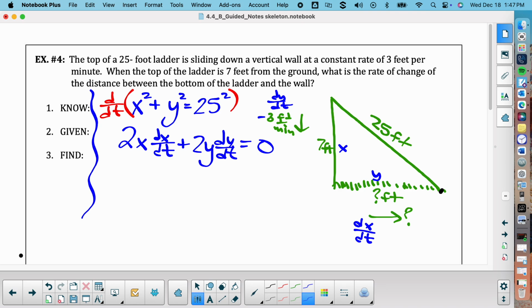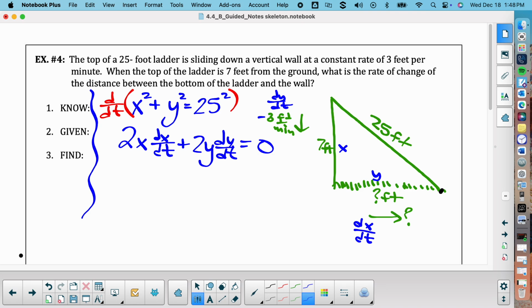It mentioned that the ladder was going downwards 3 feet per second, minute. 3 feet per minute. That's weird, whatever. It's going downwards, so that is a negative value. So it's actually a -3. The ladder is sliding that way. That way would be a positive number. So when we are done, the answer should be positive.